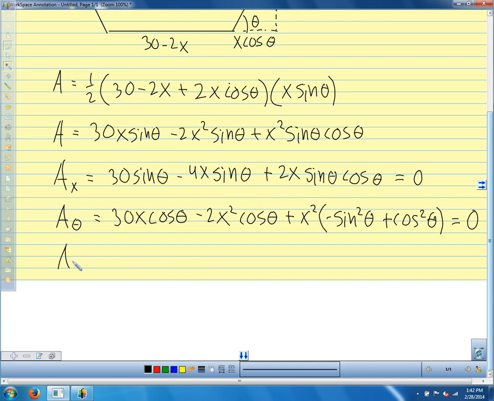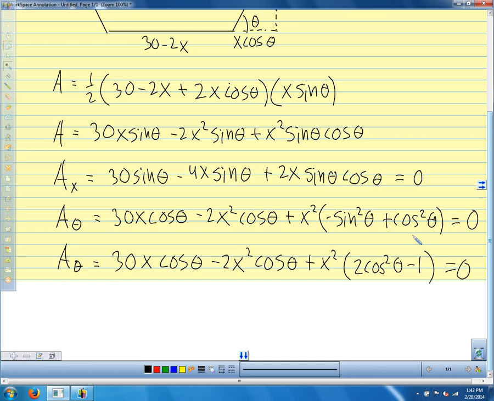So I get a sub theta is 30x cosine theta minus 2x squared cosine theta plus x squared, and when I simplify this, I get 2 cosine squared theta minus 1. And we want that equal to 0.